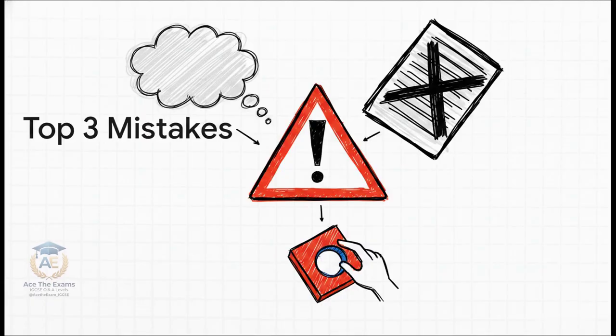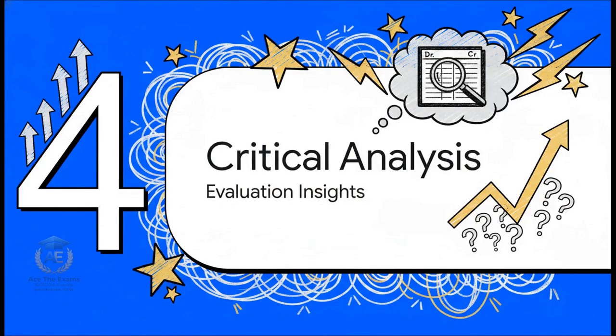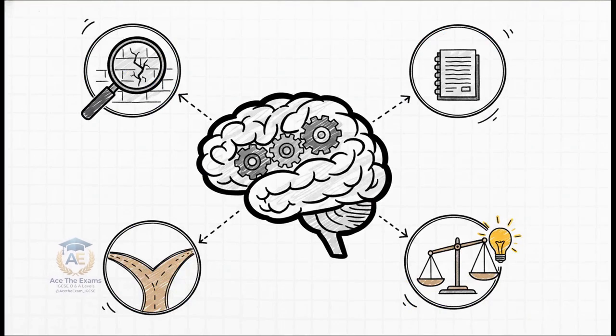Finally, Section 4, Critical Analysis and Evaluation. This right here is how you deploy higher-order critical thinking to absolutely dominate those high-tariff 9 to 15 mark questions. These are the questions that truly separate the A-stars from the rest of the pack. There is a massive architectural difference between a merely descriptive answer and an evaluative one. To actually reach that elite evaluative level, you must fulfill these specific requirements.